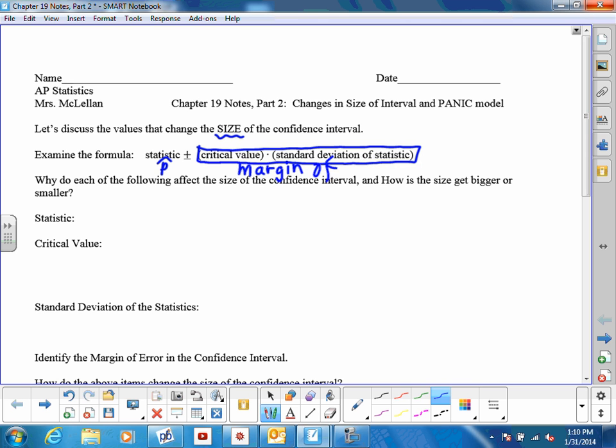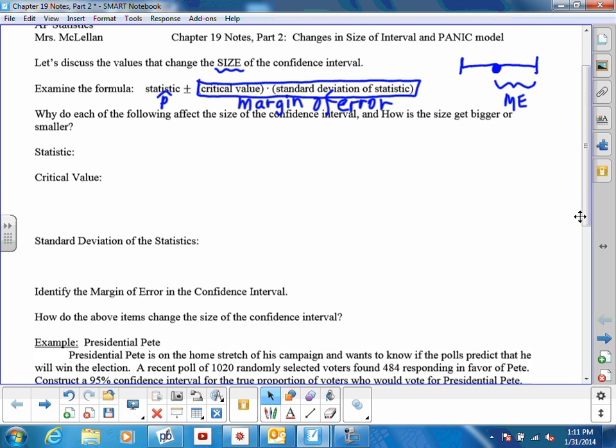This piece of the formula is what is called the margin of error. Let me give you a graphical picture of a confidence interval. If you were on a number line doing an interval, you would put a dot for your p hat, your statistic, and then go out for the upper bound and down for the lower bound, and those are symmetrical because you go up this margin of error and down the same margin of error. All right, so let's address each one of these items: statistic, critical value, standard deviation, and see how they are changing the size of this interval.